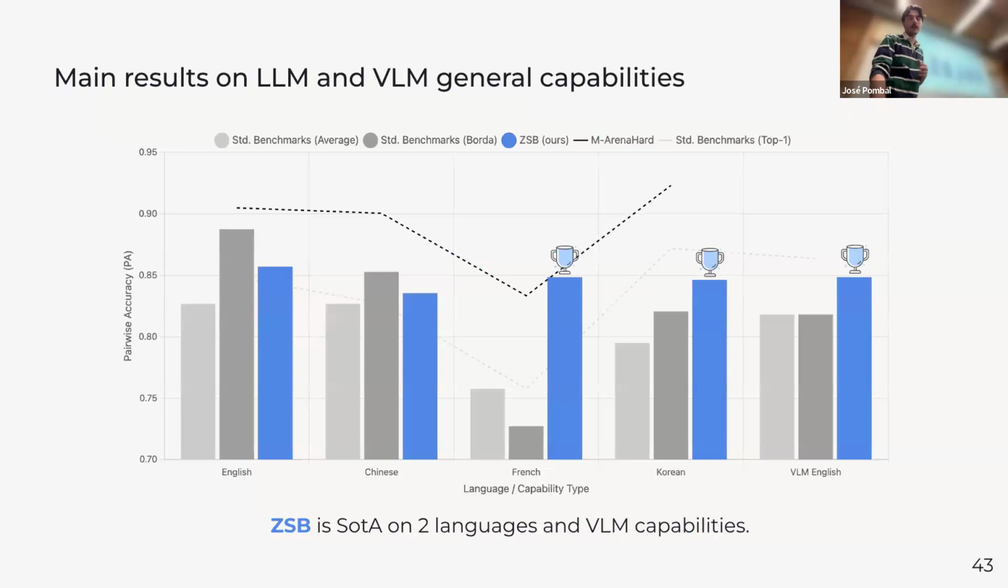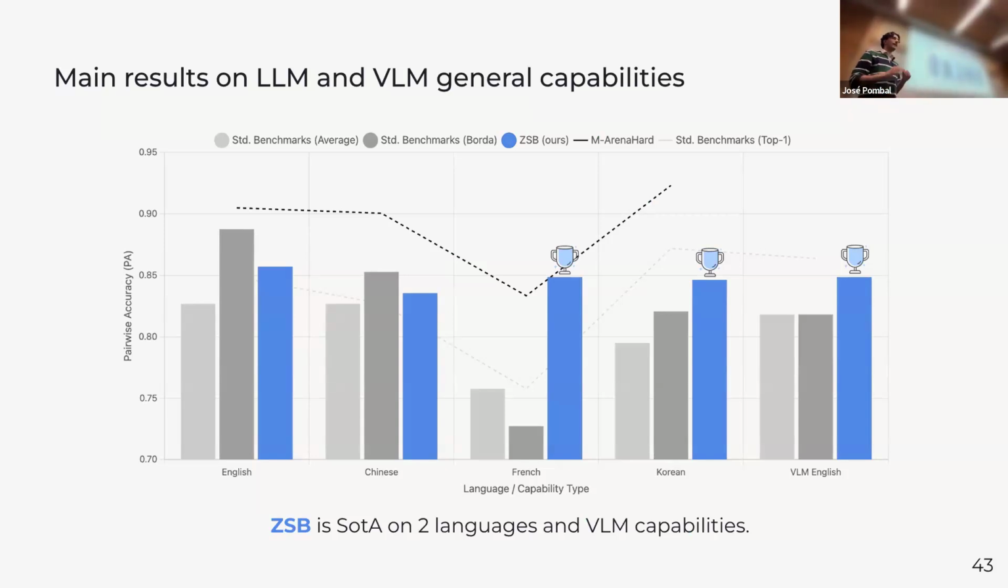And so moving to results, we have this main plot here, where we have pairwise accuracy on the y-axis. So this tells us the higher a bar is, the better a benchmark is at predicting human rankings. So the more useful it is in practice. Then each group of bars, this is for general capabilities. Each group of bars is a language, and the final group is for vision language models. And then each bar is a benchmark. So the blue bars are ZSV, the benchmark created with ZSV. And the gray bars are baselines.